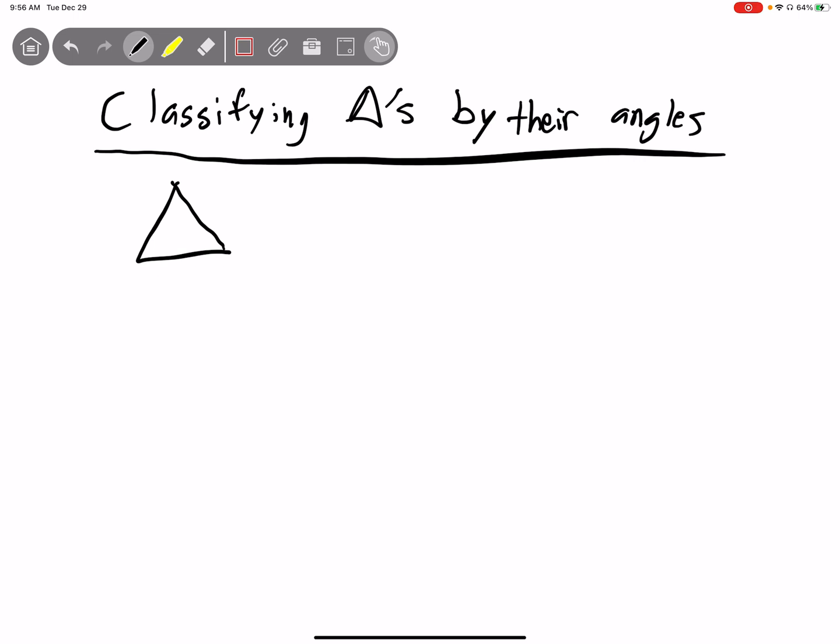First one is an acute triangle, meaning that all of these angles, okay, 1, 2, and 3, all three angles are acute angles. Acute angles mean that they are less than 90 degrees. Okay, so this is an acute triangle. All angles are less than 90 degrees.